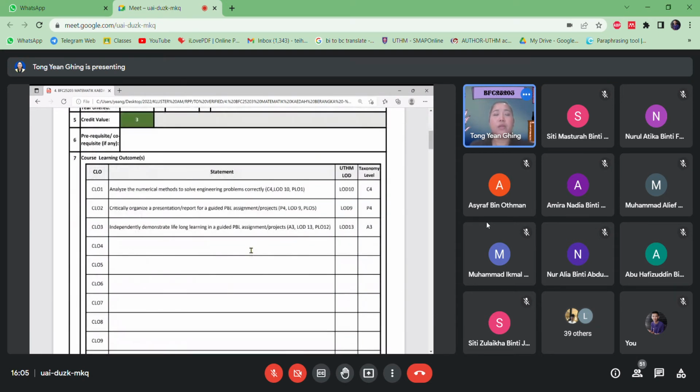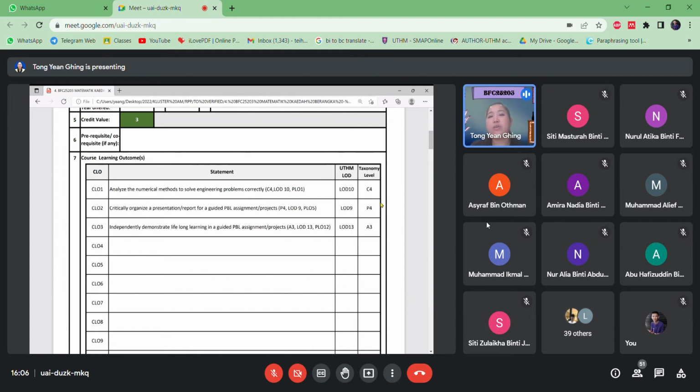Okay. For the course learning outcome, CLO1, the first learning outcome for this course is to analyze the numerical method to solve engineering problems correctly. So here, you have to look at the taxonomy level C4. So what is the C4? In this course, you will be assessed based on the level C4. That means the questions, either test or final or even assignments, will be more on analysis. Okay, so you have to analyze.